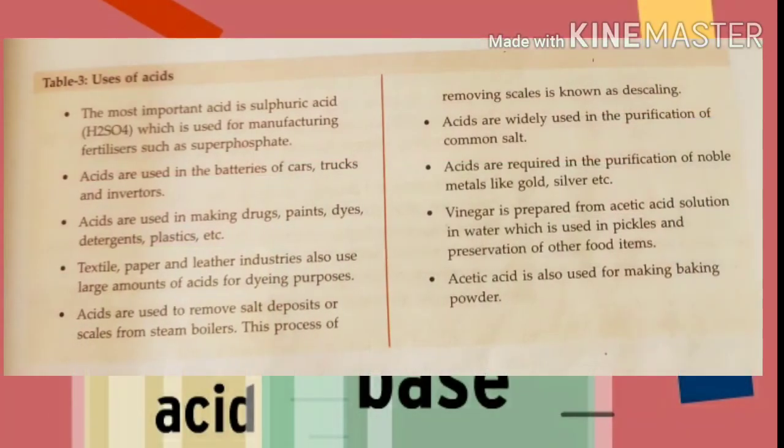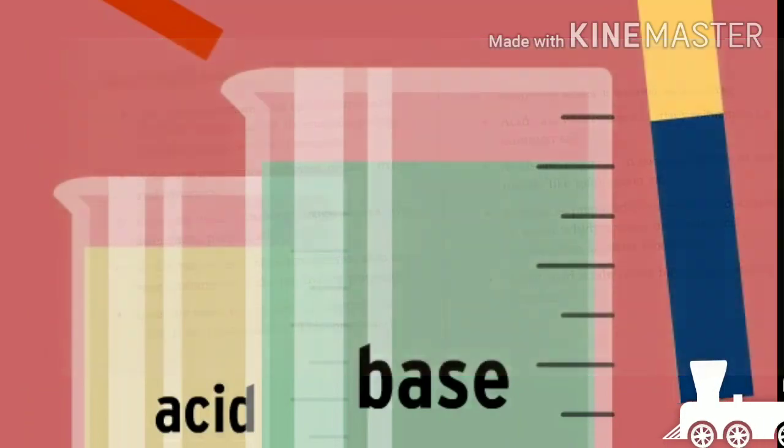Many uses of acids are given in your book in a tabulated form. Some acids are used in making drugs, paints, dyes, etc. They are used in car batteries, trucks and inverters. They are also used in leather industries. So you learn these uses of acids from your book very nicely.